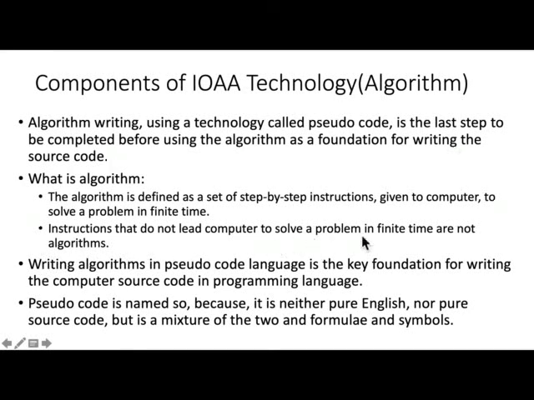Instructions that do not lead a computer to solve a problem in finite time are not an algorithm. Writing an algorithm in pseudocode language is the key foundation for writing computer source code in a programming language. We write the algorithm in pseudocode language first, and then we convert it into source code in any programming language you want. So a fact is that an algorithm is generally as independent of programming language as possible.